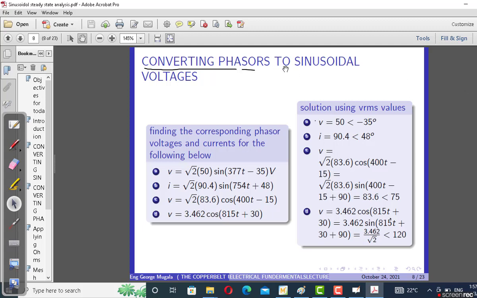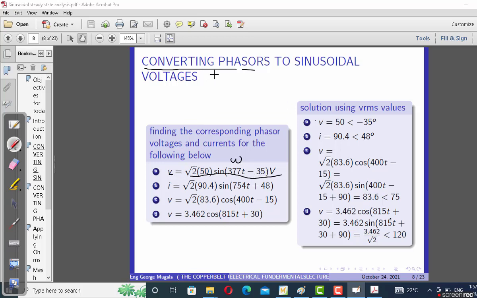So converting phasors to sinusoidal voltages and back and forth, actually this is the following. So here is the point I'm looking at. Now we have our supply voltages, Vs, and even our currents. They are actually in sinusoidal format, right? So you have a voltage that looks like this. Now this 3677 is the omega part. And what we see, the square root of 250 here is sine omega t minus 35.